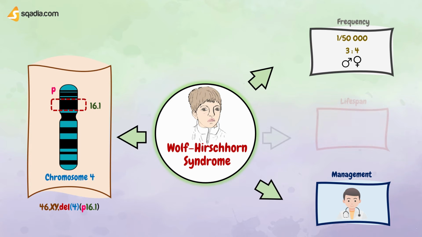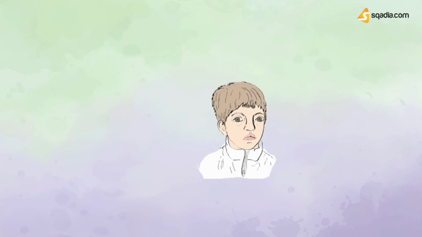Now let's discuss features of Wolf-Hirschhorn syndrome. Microcephaly. Microcephaly is a condition where a baby's head is much smaller than expected. During pregnancy, a baby's head grows because the baby's brain grows. Microcephaly can occur because a baby's brain has not developed properly during pregnancy or has stopped growing after birth, which results in a smaller head size.